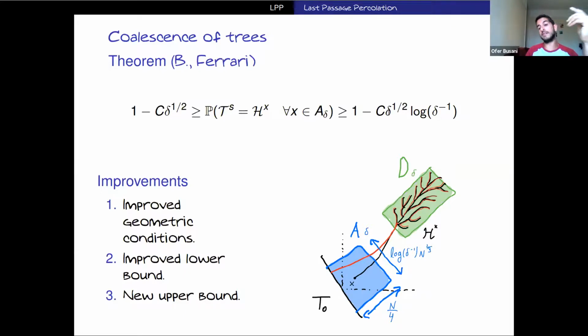So in a sense, in order to get this exponent one half, basically we have the right exponent for this event, right? Yeah. In order to say something about when this set is very small, we need new input.